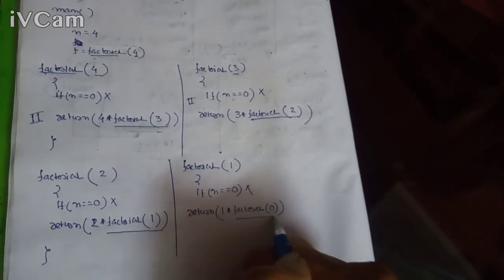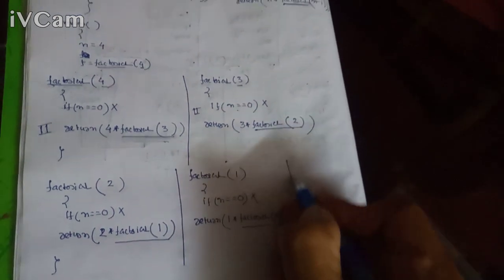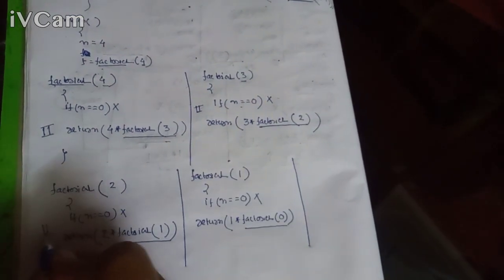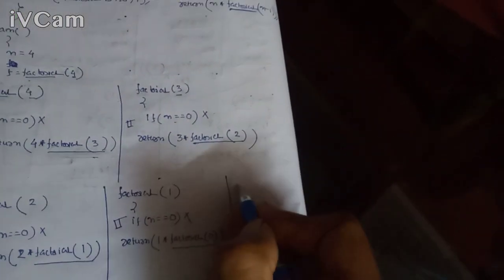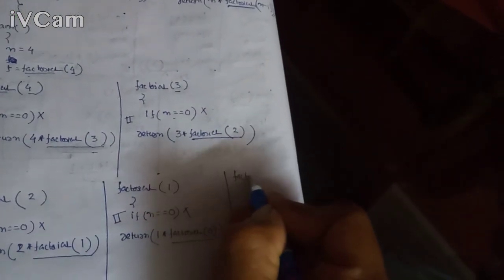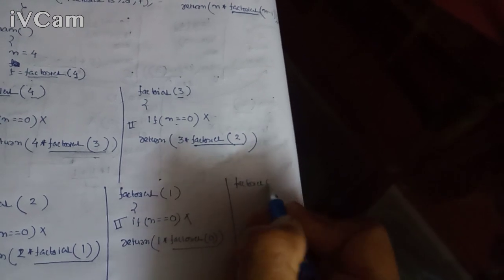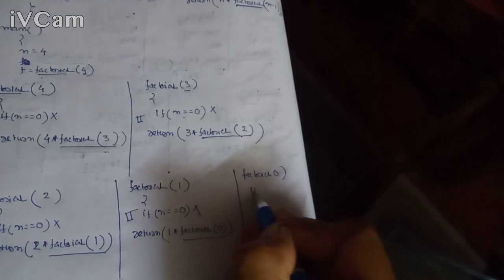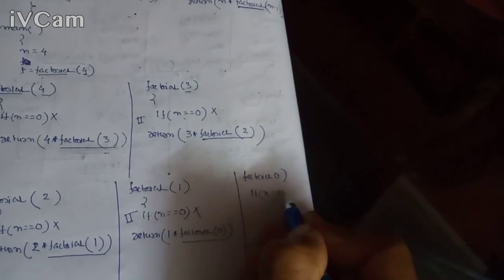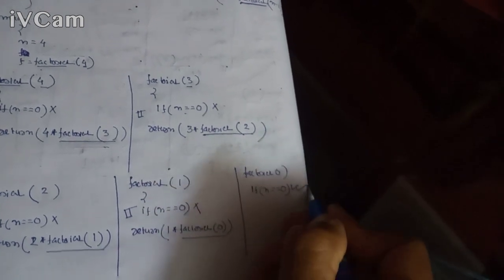Now again I don't know the value of factorial 0. So this function again gets paused, and finally it will call what? That is factorial 0. Look at this. Now it checks if n equal to 0. Now the answer is yes.